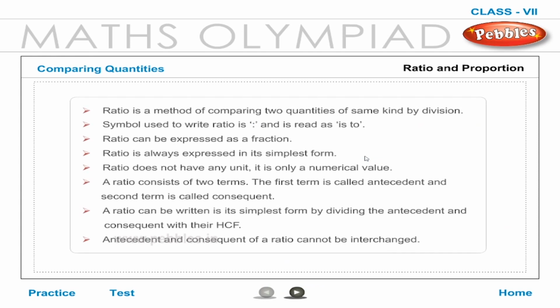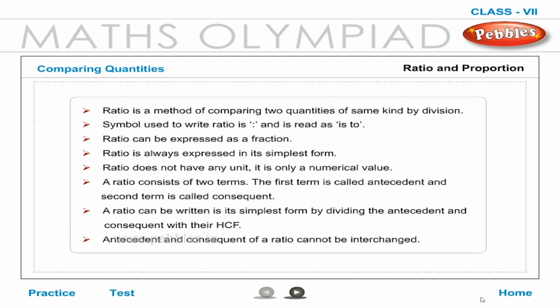Ratio is a method of comparing two quantities of the same kind by division. The symbol used to write a ratio is given, and it is read as "is to". A ratio can be expressed as a fraction. Ratio is always expressed in its simplest form. Ratio does not have any unit, it is only a numerical value.